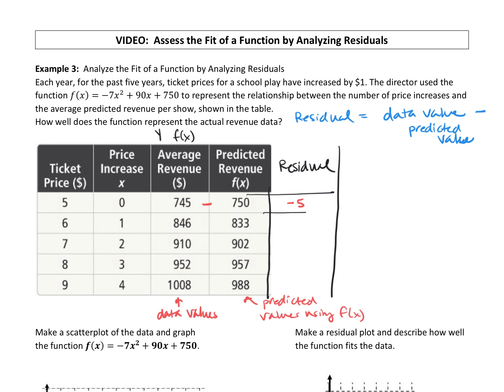I'm just going to go ahead and fill in the table real quick. We're going to do the subtraction for each data point and then we'll see what that means. When x is 1, we take our data value 846, subtract 833, and we get +13. We take 910 minus 902, we get +8. 952 minus 957 is -5, and 1008 minus 988 is +10.